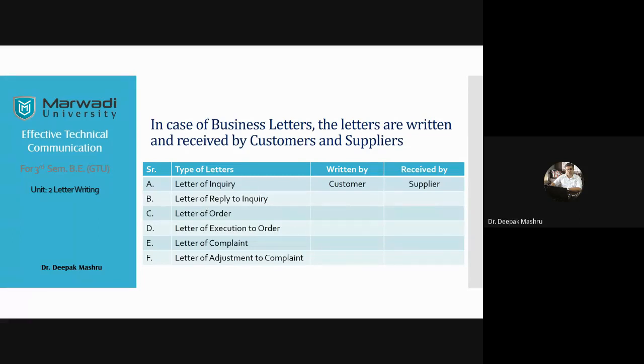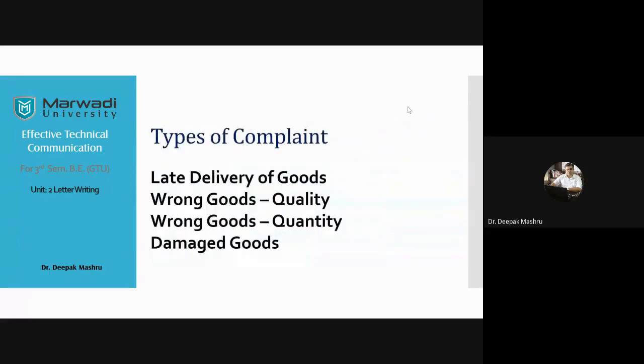Okay. Great. Now, how many types of complaints are there? Types of complaints. See, late delivery of goods. That means it was promised that the goods will be delivered within 15 days. Now it is 1.5 months. Still the products are not delivered. Late delivery of goods is a complaint. Wrong goods in terms of quality.